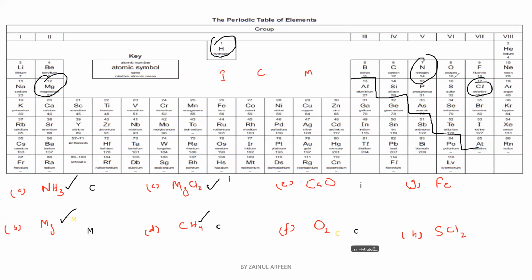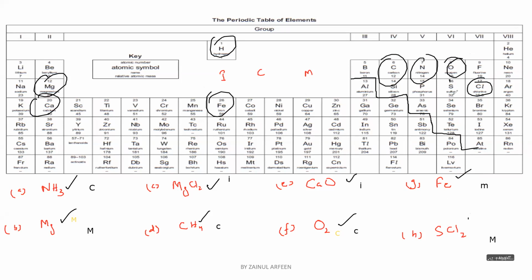Carbon and hydrogen. Carbon is on the non-metal side. Hydrogen is also a non-metal. Calcium oxide. Calcium is a metal. Oxygen is a non-metal. So it will be ionic. Oxygen alone, a non-metal, covalent. Iron, metal, metallic. And sulfur chloride.